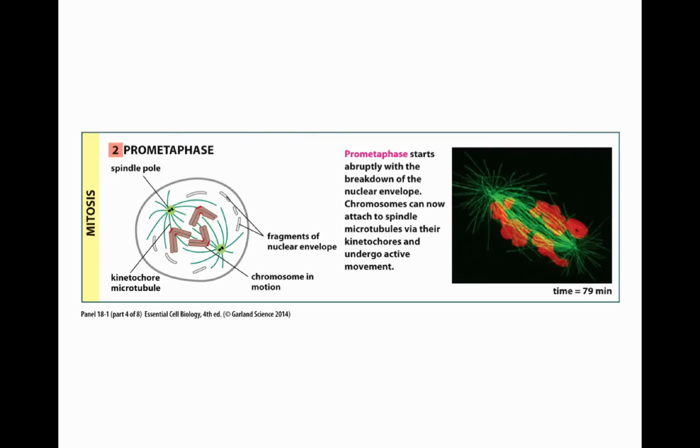That now exposes the chromosomes, which are already condensed, into the cytoplasm, and therefore they can now bind to the microtubules that are present through their kinetochores and begin to move. So as you can appreciate here in the fluorescent microscope image, you have the two spindles which are opposite to one another, and the chromosomes are randomly placed around in the cytoplasm, but they're already engaging the microtubules.